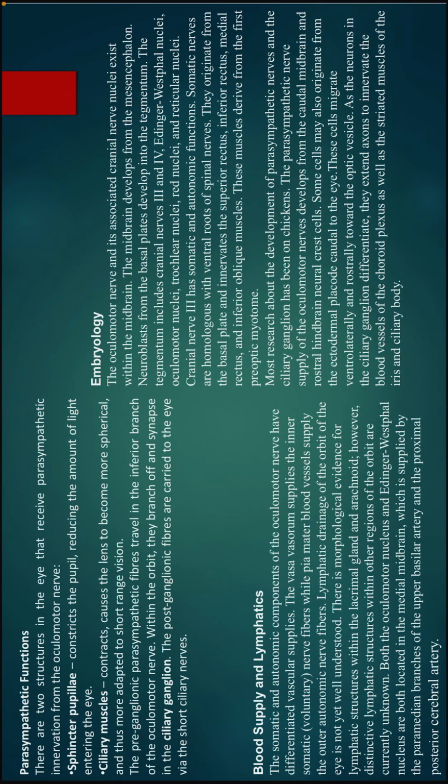So what are the blood supply and the lymphatics of this nerve? The somatic and autonomic components of the oculomotor nerve have differentiated vascular supplies. For example, the vasa vasorum supplies the inner somatic voluntary nerve fibers, while the pia mater blood vessels supply the outer autonomic nerve fibers. The lymphatic drainage of the orbit is not yet well understood.